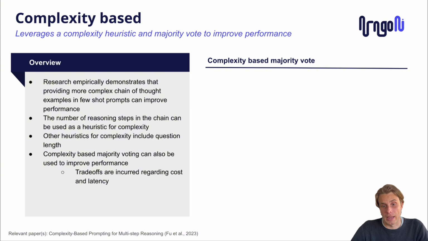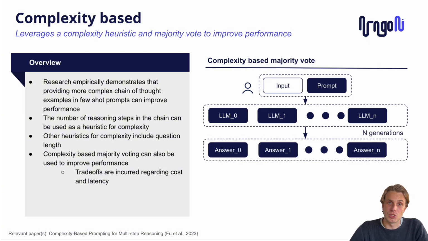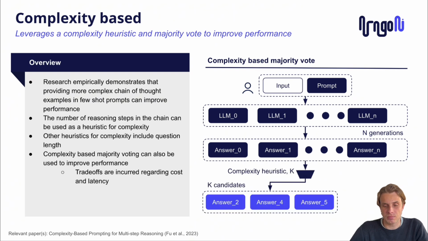We can then do this to support a majority vote approach, where we're trying to get a consensus between them. So say, for example, we have our input and our prompt. We provide this to n distinct large language models. They can be different models, or it can be the same model, but just different calls. We get n generations from this approach. And then we filter these n generations based on a complexity heuristic. So for example, let's say k is 3 for this example. We choose the k examples from there that had the maximum score on the complexity metric.